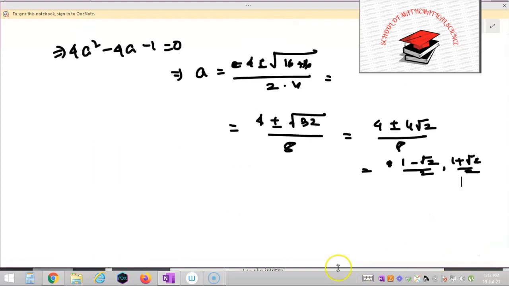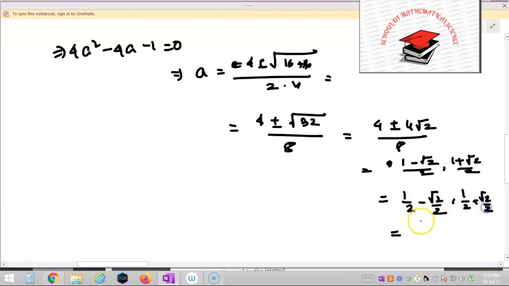So I can actually write it as 1 by 2 minus root 2 by 2, right? And 1 by 2 plus root 2 by 2. So 1 by 2 minus 1 by root 2, right? And 1 by 2 plus 1 by root 2.